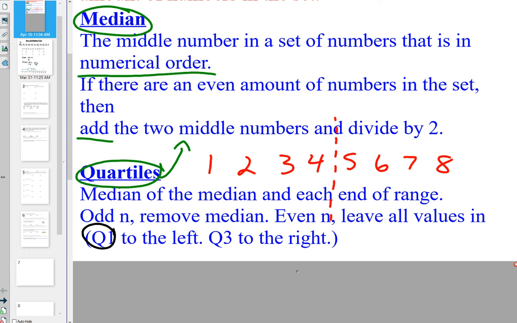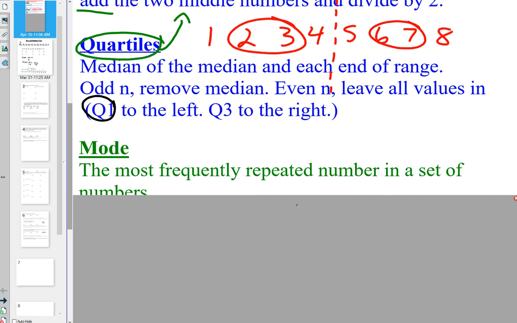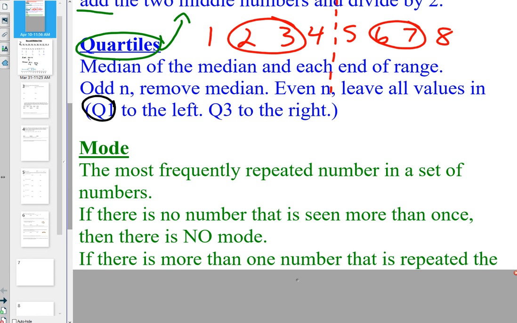How many numbers are on the left side? 4, right? If there was an odd number, cool, let's pick the one in the middle. But since there's an even number, you'd have to average the 2 in the middle. What's the average of 2 and 3? Huh? 2.5. Your quartile 1 would be 2.5. This will make more sense when we start doing examples. What would be quartile 3 here, or the upper quartile? 6.5. If it doesn't make sense, it'll make more sense when we start doing examples.